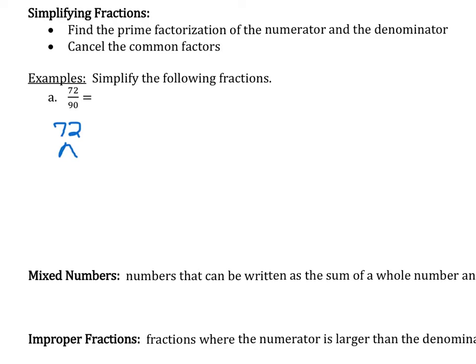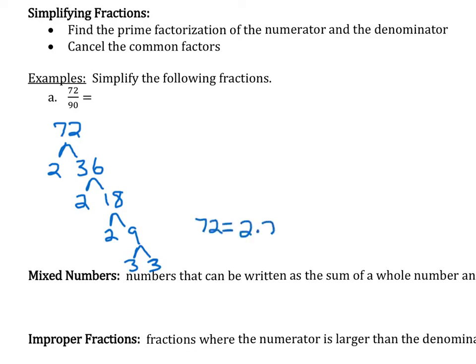I'm going to see that 2 goes into 72 36 times. 36 is not prime. It can be written as 2 times 18. 18 can be written as 2 times 9. And 9 can be written as 3 times 3. We're running out of space here. And so 72 can be written as 2 times 2 times 2 times 3 times 3.